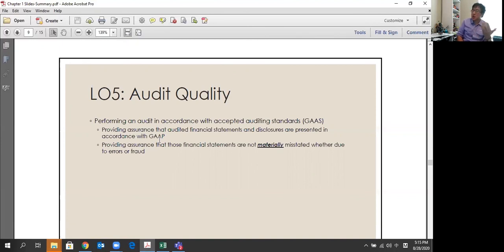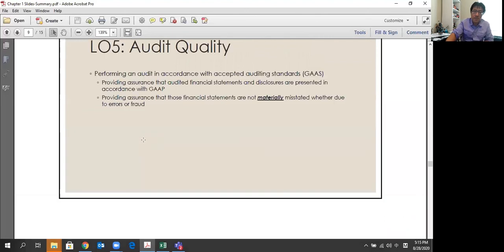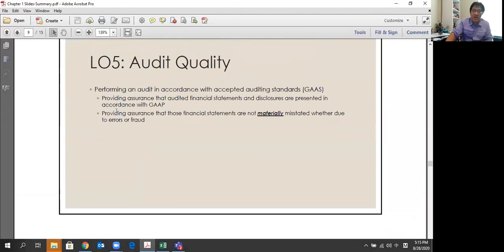So what is a good quality audit? Basically, the results are good, meaning that what the paper said is accurate. We don't want it to be 100% accurate, but it needs to be very, very accurate. So we say here, provide assurance that audited financial statements and disclosure are presented in accordance with GAAP.